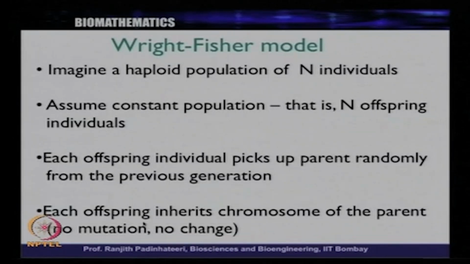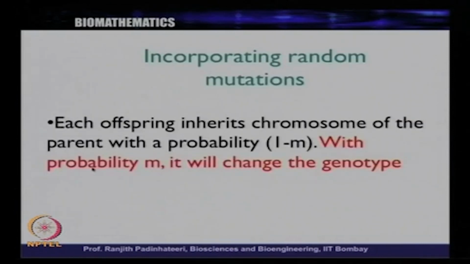So, when we change this model, this is what we end up with. This is how you incorporate random mutations: each offspring inherits the chromosome of the parent with probability 1 minus m, and with probability m it will change the genotype. Once you introduce this, it becomes a little more complex, and you may not be able to get many things analytically, though maybe some of them we can. I will not discuss that in this class; we will leave it at this, that you can modify these rules and think of mathematical models.